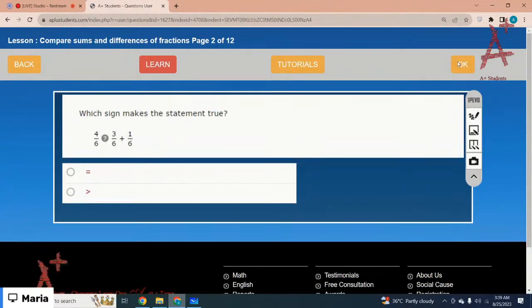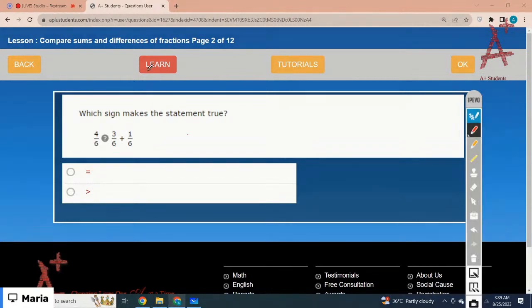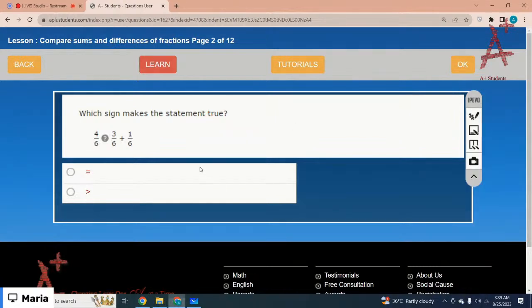Okay, which sign makes the statement true? Let's just solve the other side. It would be 3 plus 1, 4 over 6. You are going to compare 4 by 6 and 4 by 6. So they both are exactly equal. 4 by 6 is equal to 4 over 6. They are equal.